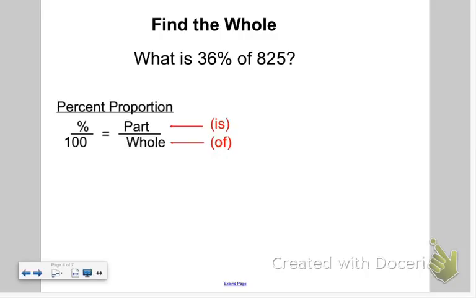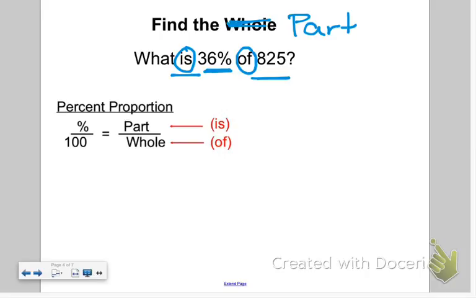In this case, we're looking for, oh, you know what? This should say find the part. I'm just going to change that there. The reason I'm looking for the part is look at the question. What is? What is? What is? Is the missing one. The part is missing. We obviously know 36 is our percent, and look at the word of, 825. 825 is the whole number, and we're trying to figure out, what's this percent of this whole number?